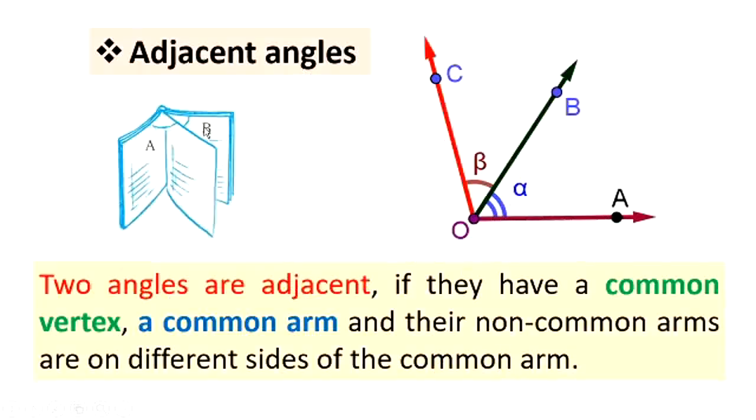Next, adjacent angle. This is an example of a notebook. Here these two angles are called adjacent angles because they share a common arm OB and have a common vertex O. The non-common arms OA and OC are on different sides of the common arm.